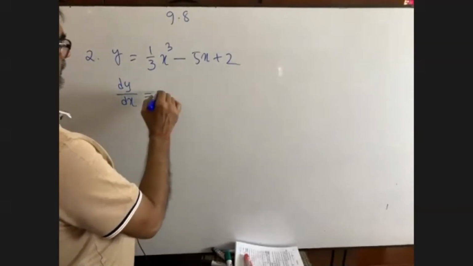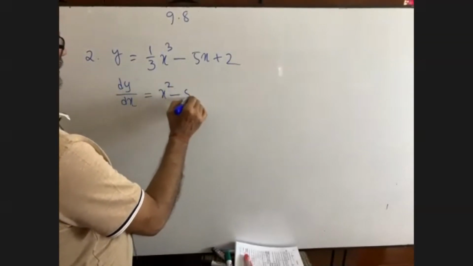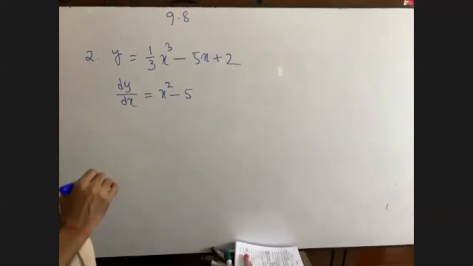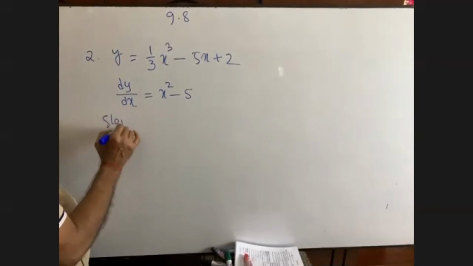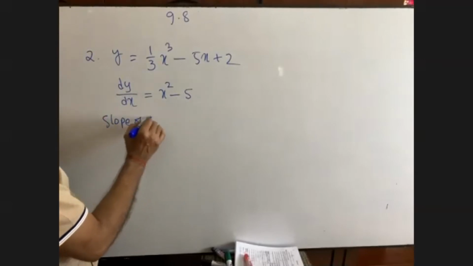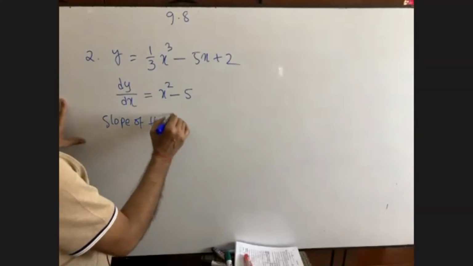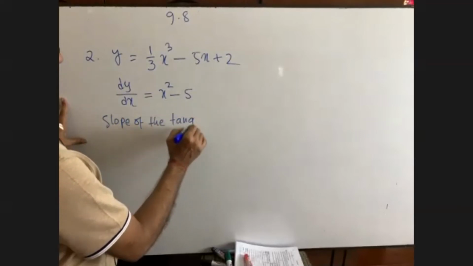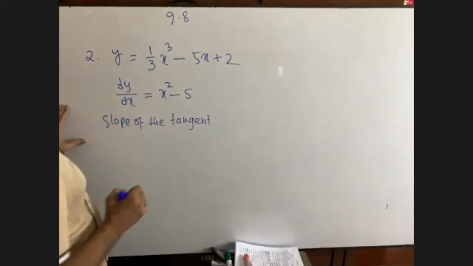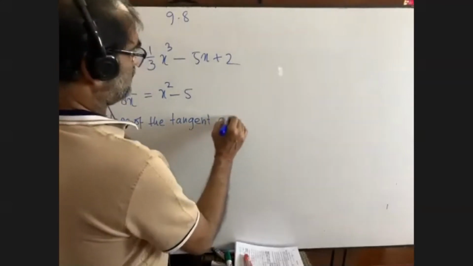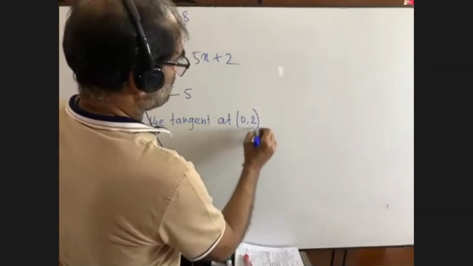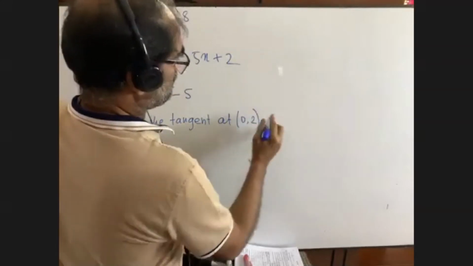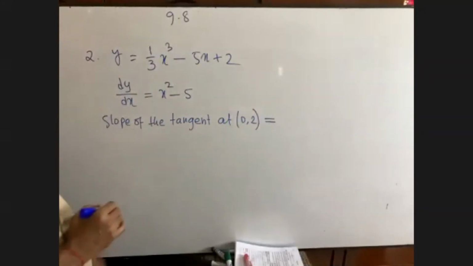X square minus 5. X square minus 5. So it is told to find, write down, the slope of the tangent at (0, 2). Can you please let me know what will be the answer?